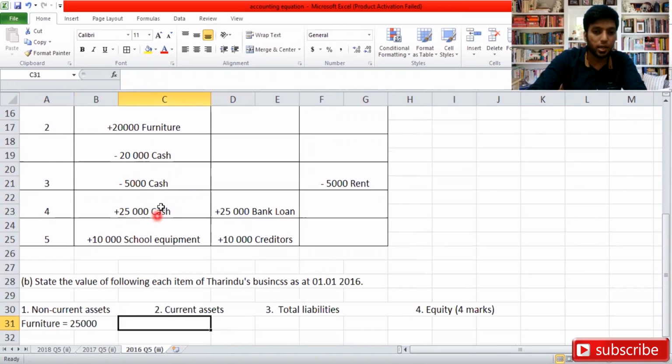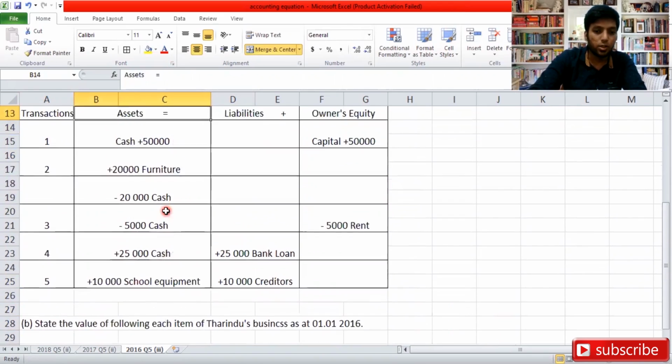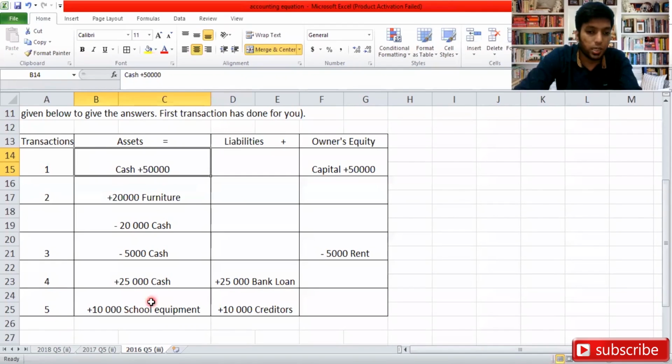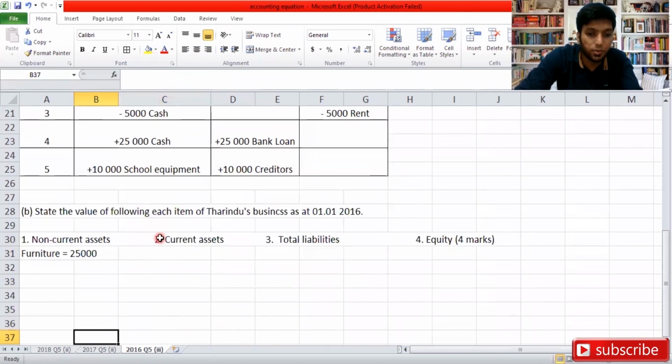What are the current assets I have? I have cash and I have school equipment, which is 10,000. So cash 50,000 is here, and there is another cash which is going out of the business, which is 20,000 minus 5,000. So altogether 25,000 is going out of the business. So now they have given the 50,000 cash and 25,000. You need to remove it off. Once you remove, you have this 25,000, and this 25,000 will be set off. So altogether, you need to consider cash as 50,000.